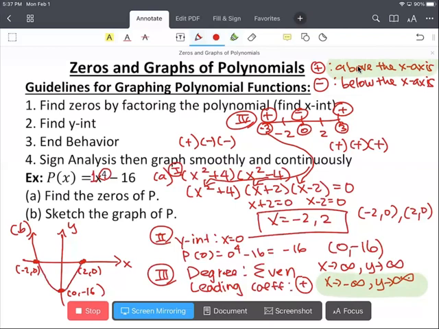And finally, we can graph the rest by looking at steps 3 and 4 at the same time. As x approaches infinity, y approaches infinity, and we have a graph above the x-axis. So our final graph for p of x should look like this.